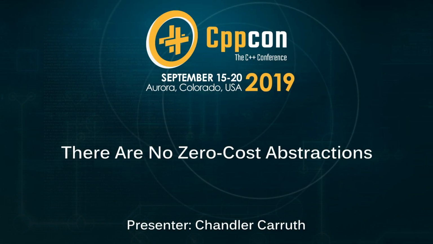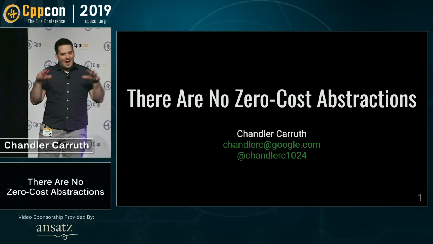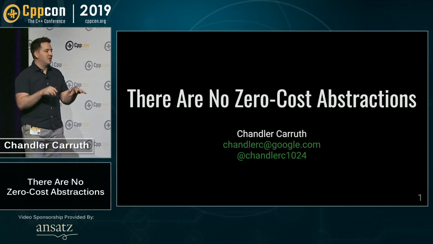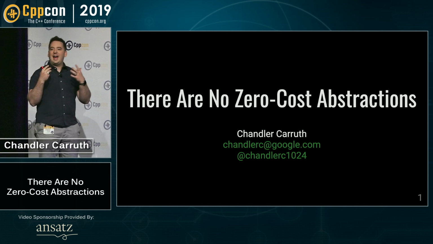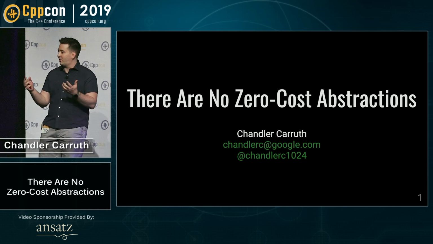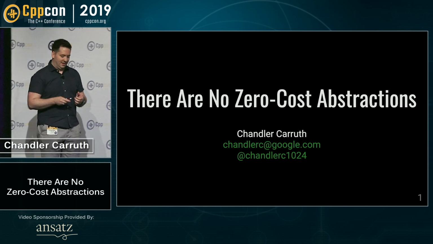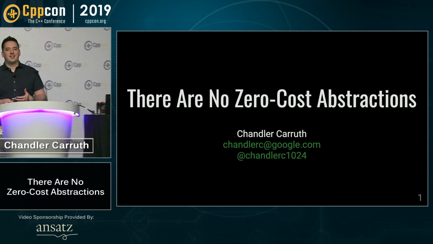So I'm Chandler Carruth. I work at Google on C++ and LLVM and compilers and performance and a bunch of other stuff. And I'm here to give a talk today because I feel bad, actually. I think I've been at CppCon in the past and I've talked about zero-cost abstractions. And I maybe even advocated that you all should use zero-cost abstractions. These are good things and C++ is great because it gives them to us. But today I'm here to kind of apologize and say that I was wrong.